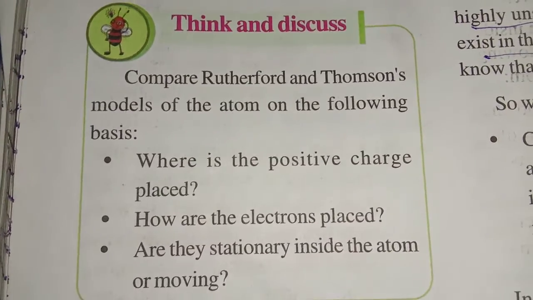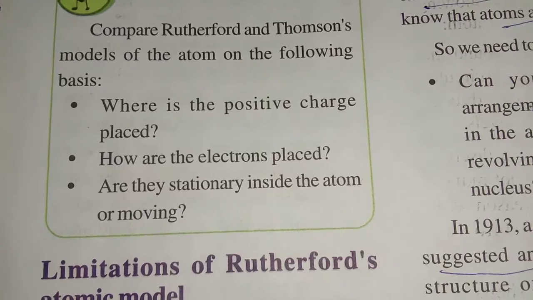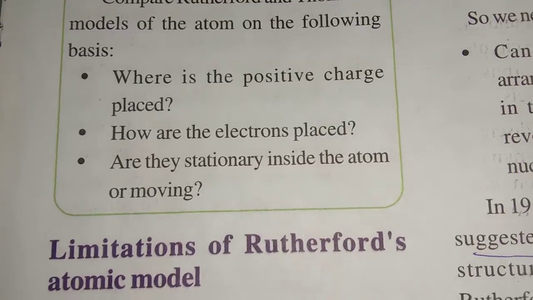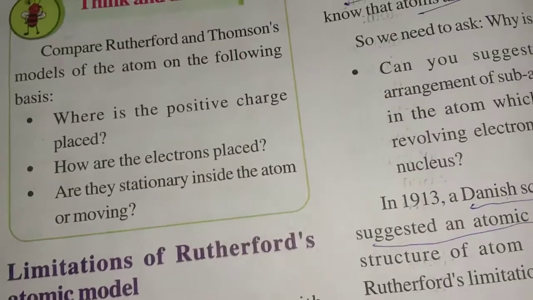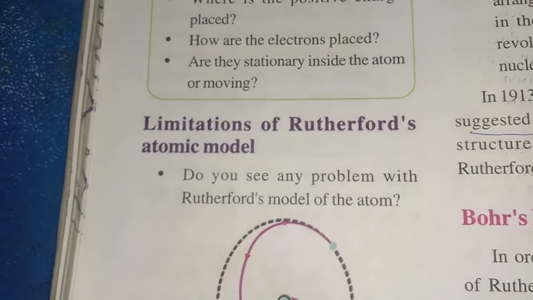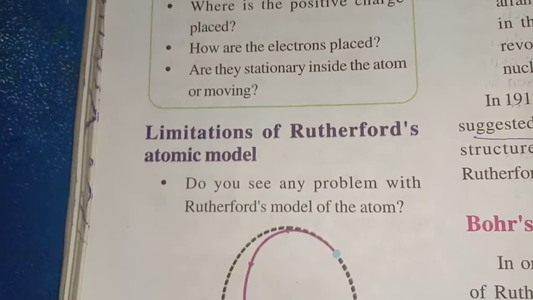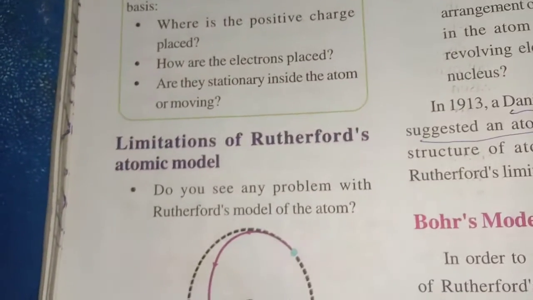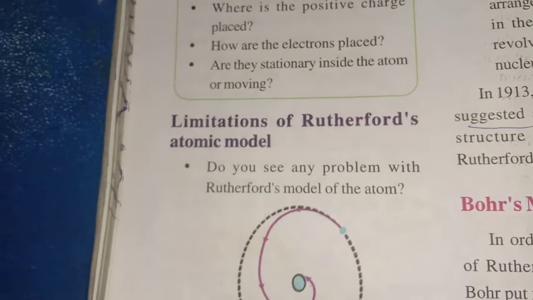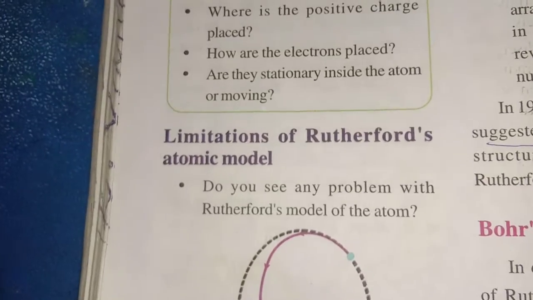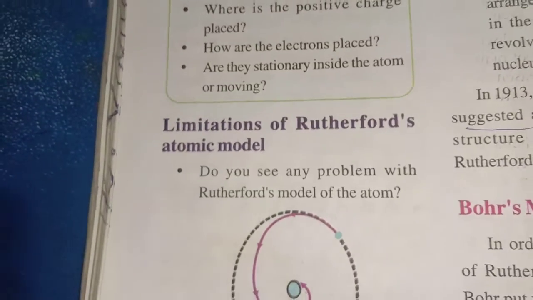Compare Rutherford's and Thomson's models of the atom on the following basis: where is the positive charge placed? How are the electrons placed? Are they stationary inside the atom or moving? J.J. Thomson proposed the plum pudding model, like a watermelon, where the red part is the positive charge and the electrons are placed here and there. Rutherford decided there is one positively charged nucleus with electrons revolving around it.